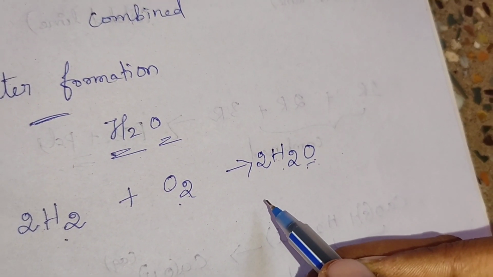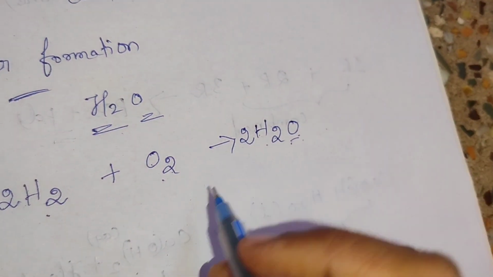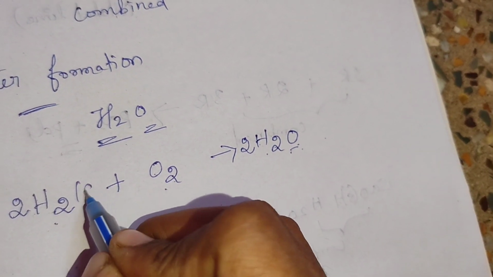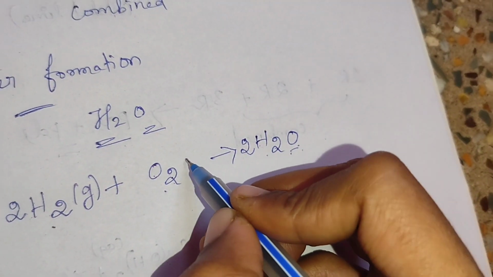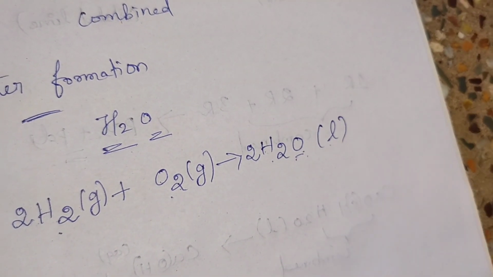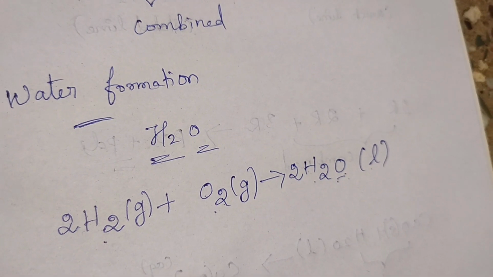To know about the balanced equation, check out my previous video. Now this is another example for water formation. Hydrogen is gas, so I am writing the gas symbol. Oxygen is also gas, so I am writing here the gas symbol. H2O is water, so I am writing here the liquid symbol. So this is another example for combination reaction.